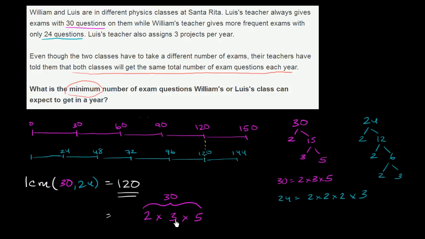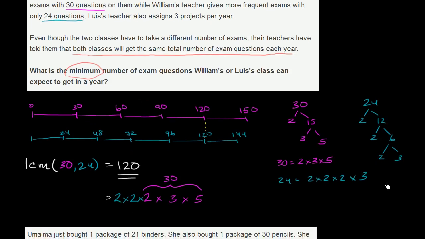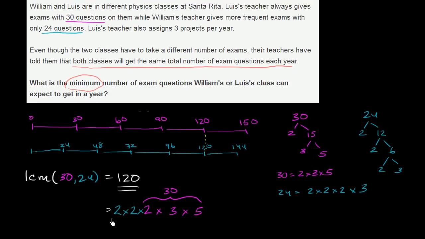Well, we already have 1 3 and we already have 1 2, so we just need 2 more 2's. So 2 times 2. Let me scroll up a little bit. This right over here makes it divisible by 24. And so this is essentially the prime factorization of the least common multiple of 30 and 24.